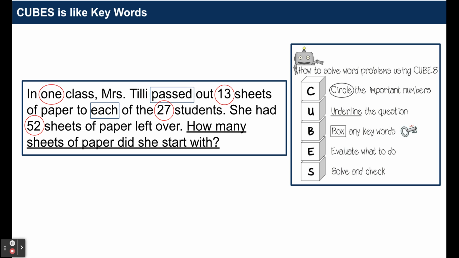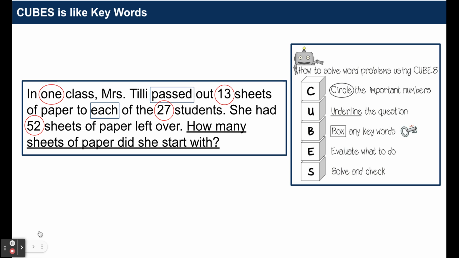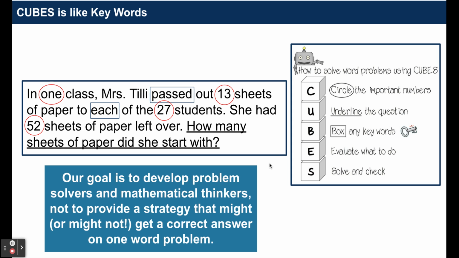So let's think about CUBES a little bit. You see a poster on the right that identifies the five different steps of CUBES. And I know it's tempting. We want to give students something concrete to grab onto when they see a scary word problem. But how many times have you seen your students diligently circle, underline, and box, only to not actually have any idea what the problem is asking? Our goal isn't to maybe get a right answer on a single question. Our goal is to develop problem solvers and thinkers, and CUBES takes away that opportunity.